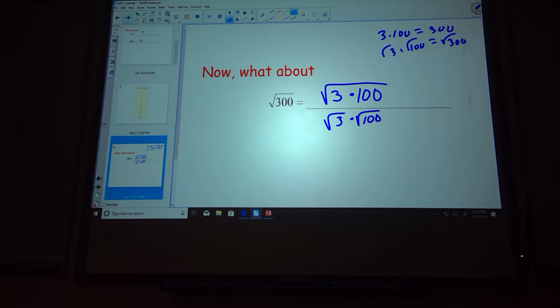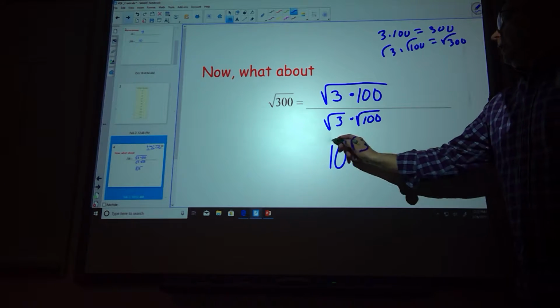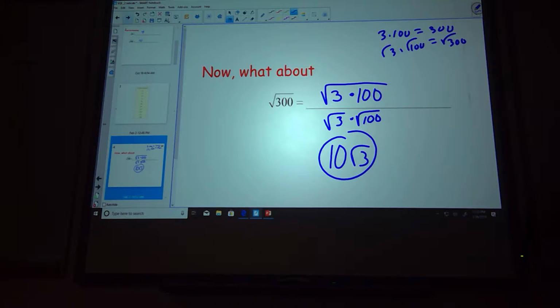So that verifies. Can I take the square root of 3 and get an exact number? No. Can I take the square root of 100? Yeah, what's the square root of 100? 10. So this has an answer of 10 square root 3. And it's preferred to have the whole number out front, and then the root 3 at the back.